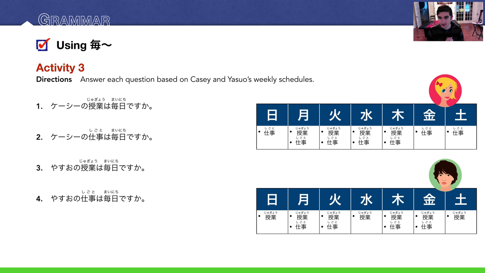Well, looking at the calendar, we can see that no, it looks like her classes are only on Monday, Tuesday, Wednesday, and Thursday. So we would say, ie, Keishi no jugyo wa mainichi ja arimasen. Dewa arimasen. Either one is fine. Number 2, Keishi no shigoto wa mainichi desu ka? Yes, it looks like every single day she has work, which sucks for her. But the answer for this would be, hai, mainichi desu.